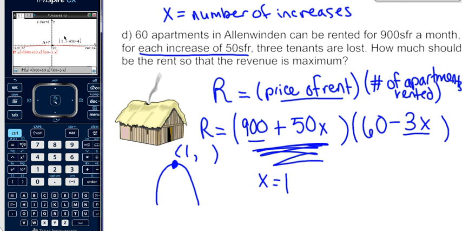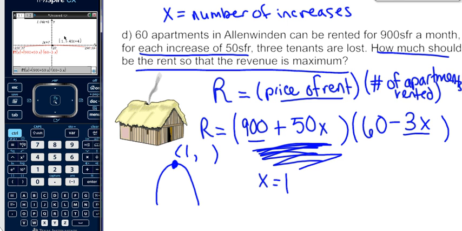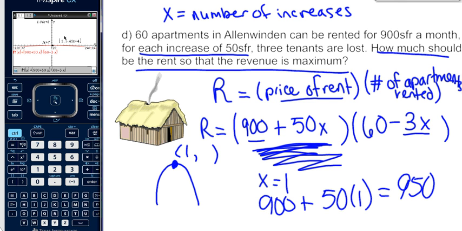And the question is, what should the rent be? How much should rent be so that the revenue is at a maximum? Well, rent is, again, this value. It's 900 plus the number of increases that we've done. We've done 1 increase to maximize it. So rent should be 950 francs to maximize our revenue. Great. Thanks, guys.